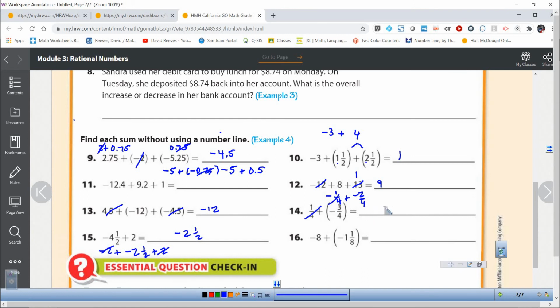But of course, we want to simplify that to negative 1/2. All right. And how about this one right here? Negative 8 plus negative 1 and 1/8. Well, this one's really nice because they're both negative. And if you remember what I said earlier, a negative plus negative just gives us more negatives. So this one, we just put everything together and we get negative 9 and 1/8.